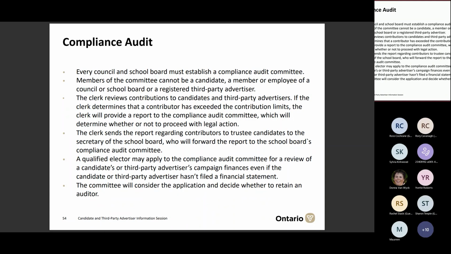The application must be submitted to the municipal clerk or the secretary of the school board within 90 days of the filing deadline. The Compliance Audit Committee will consider the application and decide whether to retain an auditor to undertake a compliance audit of the candidate's financial return. Next slide, please.